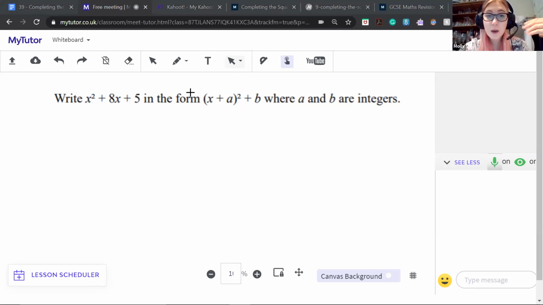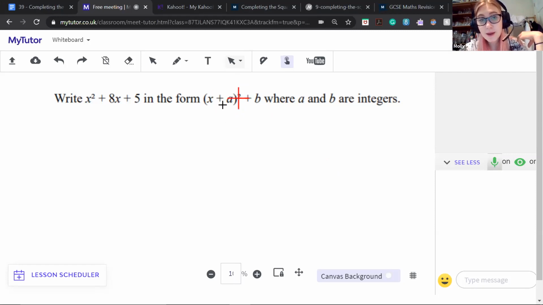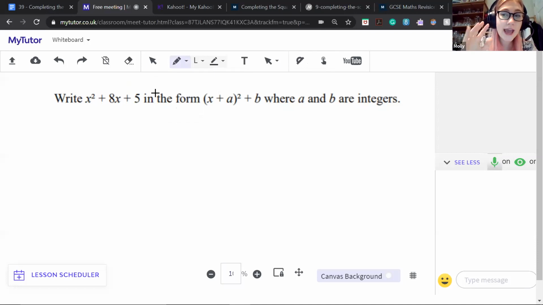And the reason is because when we expand this out, we get x squared plus ax plus ax. And it's those 2 lots of ax that give us double it, which is why we need a to be half of this. So we start off by saying, well, we know that a has to be 4, because if it's anything else, we won't get this 8x. So we know that this has to be the first part.